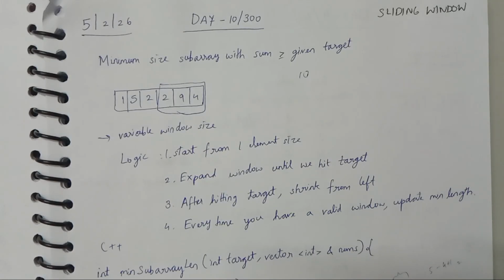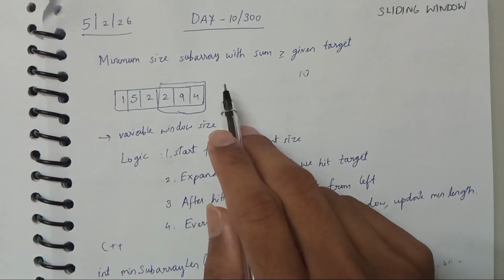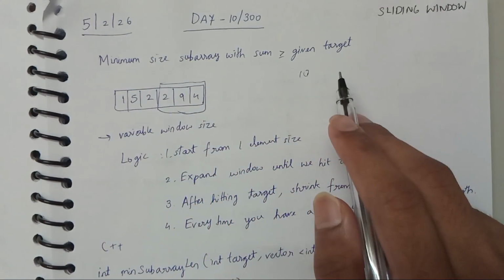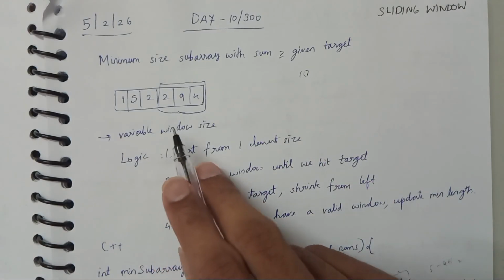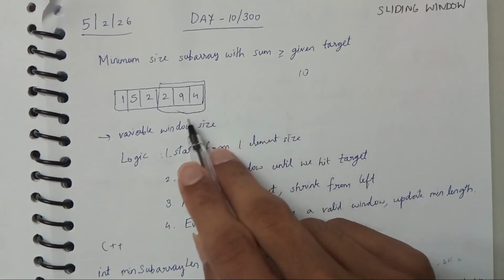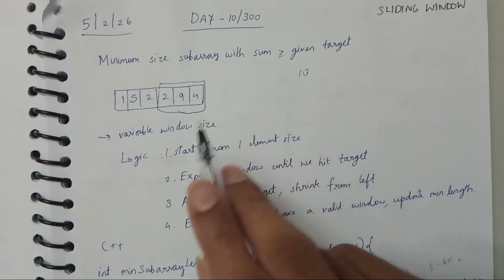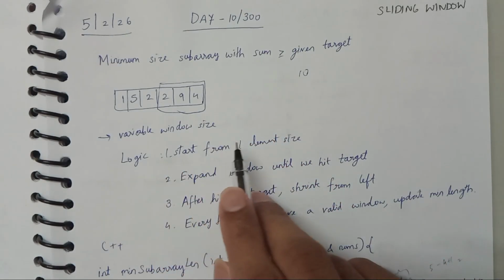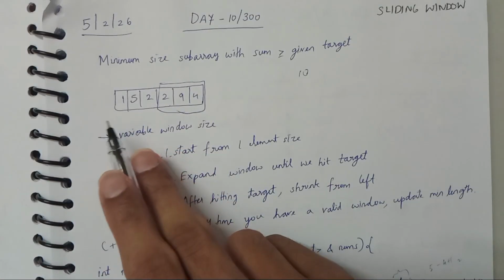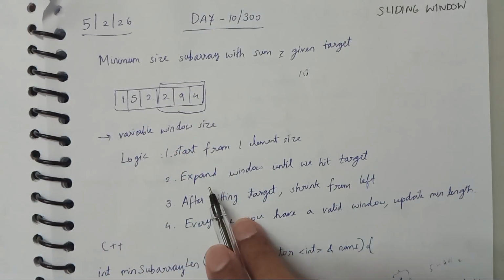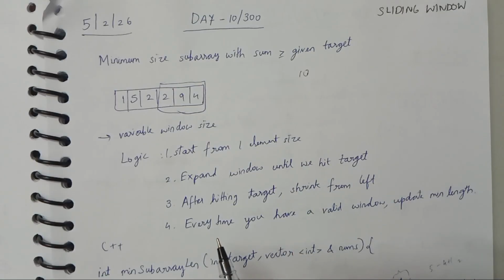And this is the example for a variable window size. So here we need to find minimum size subarray with sum greater than or equal to given target. So in this, when we are given a variable size subarray, then first we start both pointers from the first element, so low equal to high equal to 0, and then we expand the window until we hit the target. After hitting the target, we shrink the left pointer.